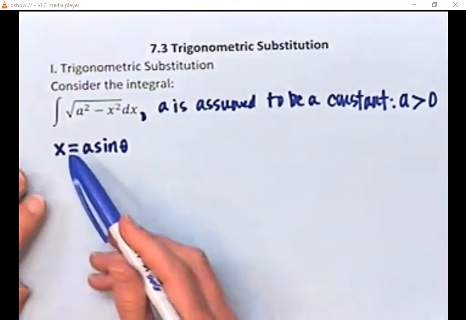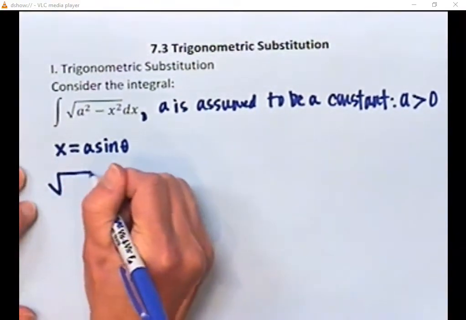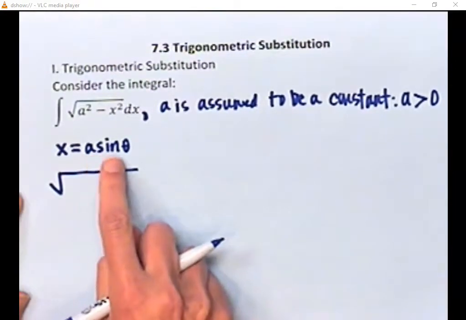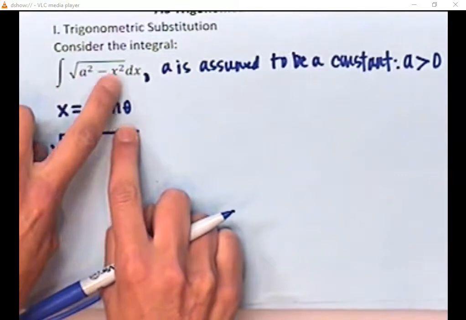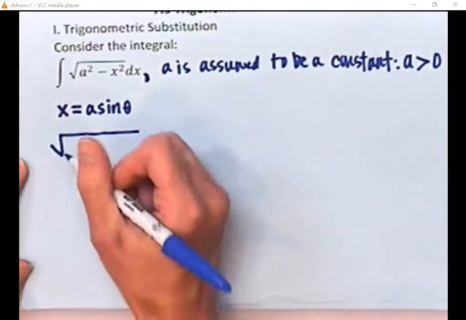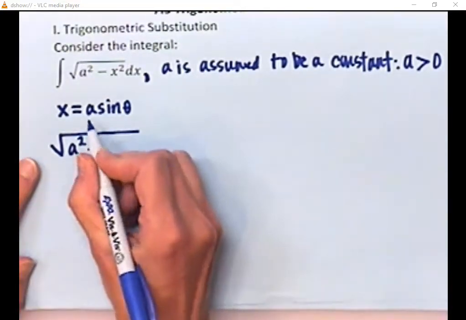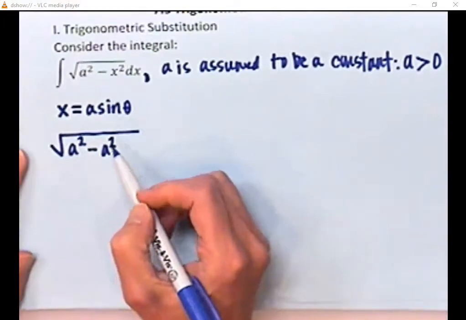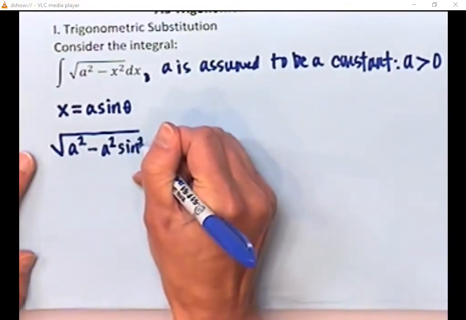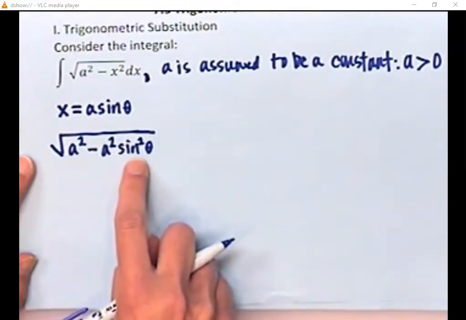So I'm going to replace x with a trig function. Now let's see what happens under the square root when I replace x with a sine of theta. Let's go ahead and plug that in. What will we have then? A squared minus, and don't forget it's squared, so it'll be a squared sine squared of theta.